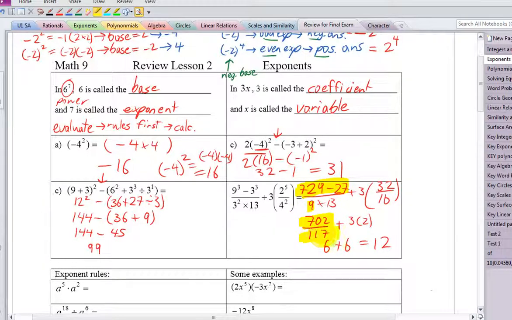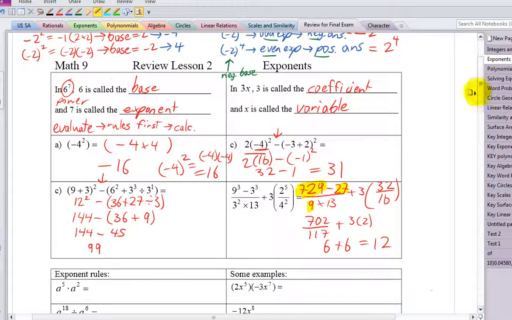Multiplication, find the answer on the bottom. You've got to find an answer and an answer. Then 32 divided by 16 is 2. And so this fraction works out to 6. The second one is 6. Add them up, finally 12. Okay? No? Go back and try it again. I'll help you later if you need, okay?